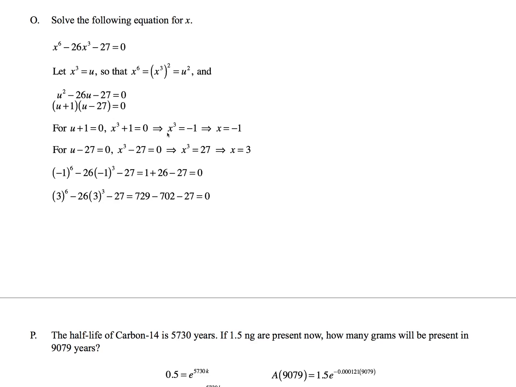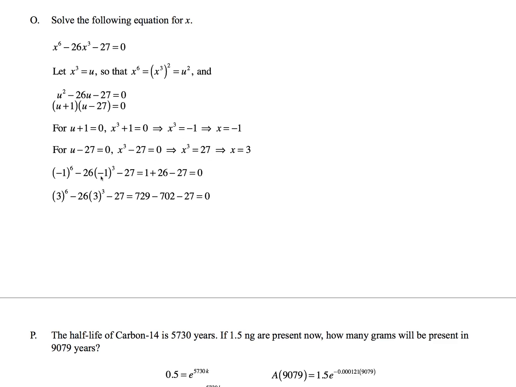Then, for the other factor, I substitute x cubed back in for the u here. So x cubed minus 27 equals 0. Add 27 to both sides then, and the cube root of both sides here gives us x is equal to 3. So these are our two possible solutions, negative 1 and 3. So then I substitute them back in to check. Negative 1 to the 6th, since it's an even power, is just positive 1. Negative 1 cubed, on the other hand, is negative 1, as we just discussed.